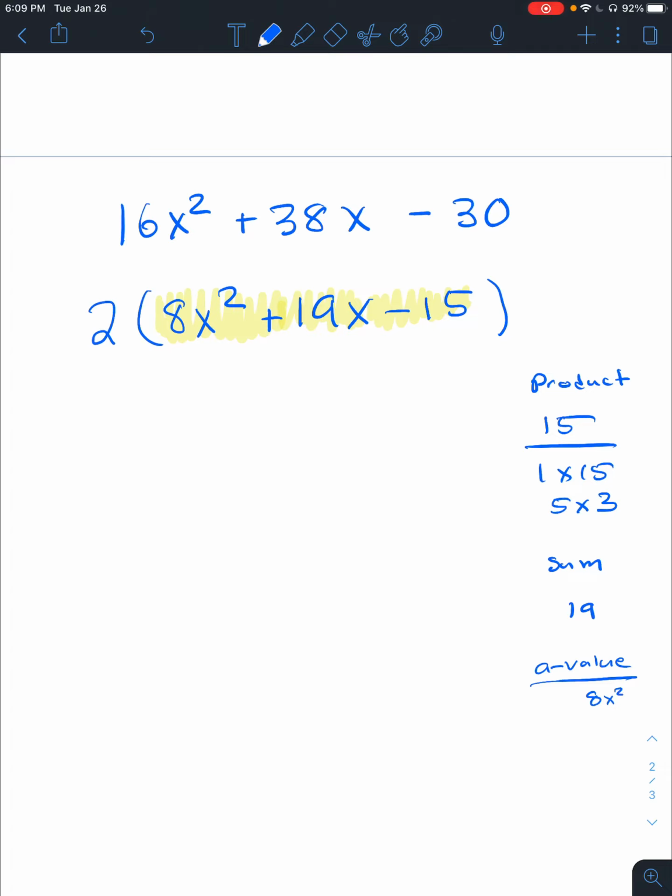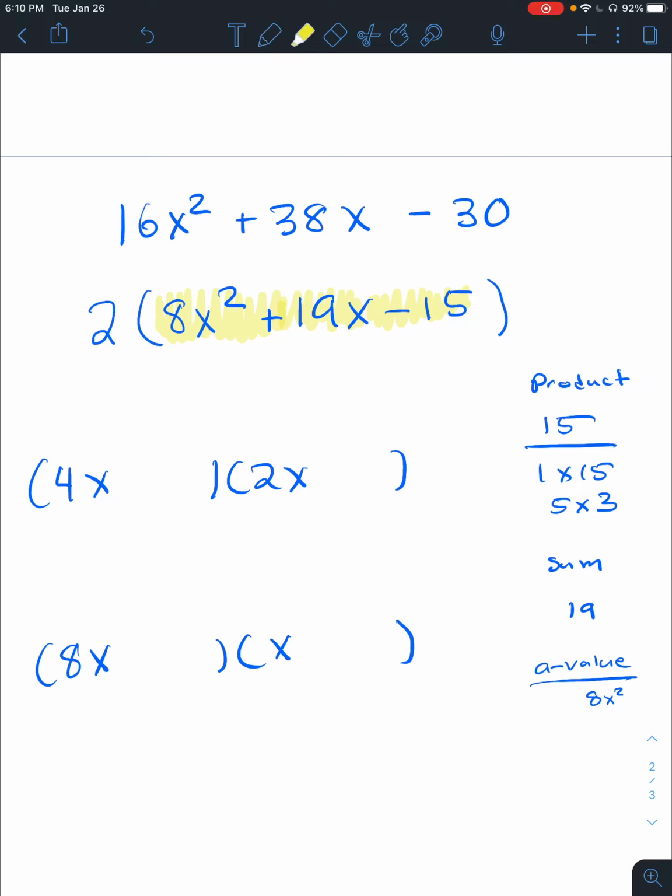Technically your A value is 8, but we're trying to multiply to 8x squared. So technically there's 2 ways to multiply to 8x squared. We have a 4x and a 2x, and we have an 8x and an x. So we don't know which one is correct, but we know that this is a possibility here.